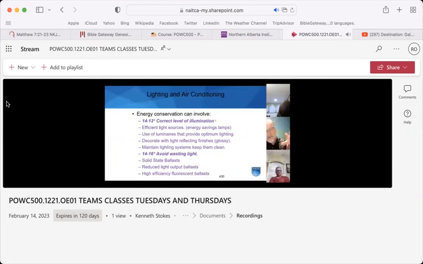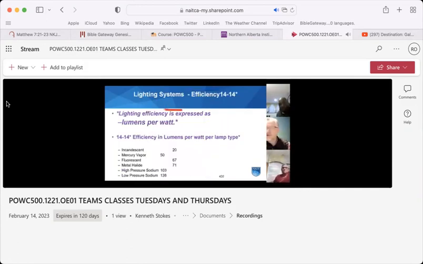Energy conservation and lighting: correct level of illumination. So that's why we have different types of lighting. If you only need light over the workbench, that's the option you have. That's the way you can avoid wasting light. When we talk about efficiency, we talk about lumens per watt, and different lamp types have different ratings. So a high lumens per watt is going to be an efficient light source.